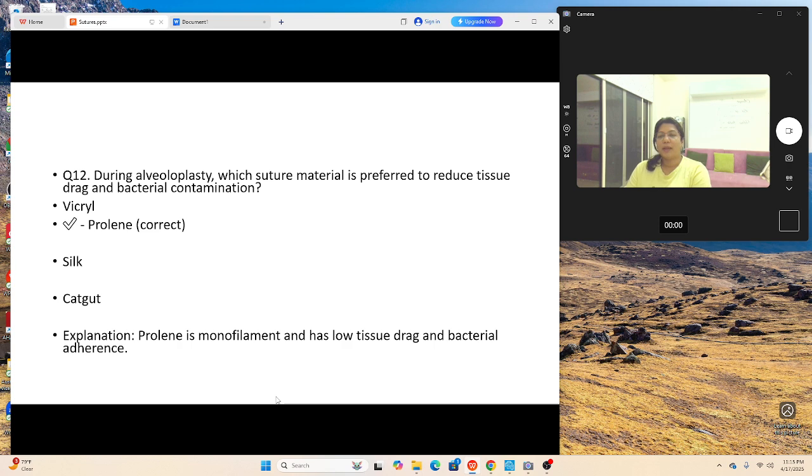During alveoloplasty, which suture material is preferred to reduce tissue drag and bacterial contamination? Proline is our monofilament one, you remember? So instead of giving the monofilament as an option, they have just given the brand name Proline, and so you should know about it. So basically this question is the other way around, asking you which suture you should not give in an infected area.